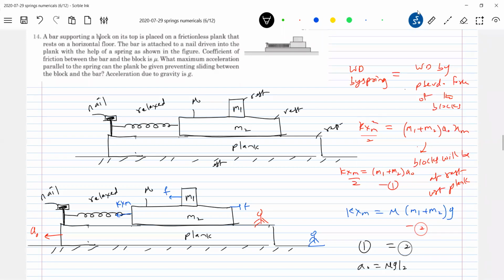Sir, F limiting would be mu m1 g, no, sir? Go back to the block upon a block concept. When you apply force to the lower block, what is the maximum force for no slipping? Mu (m1 plus m2) g. Can you recollect? Sorry, yes, sir.